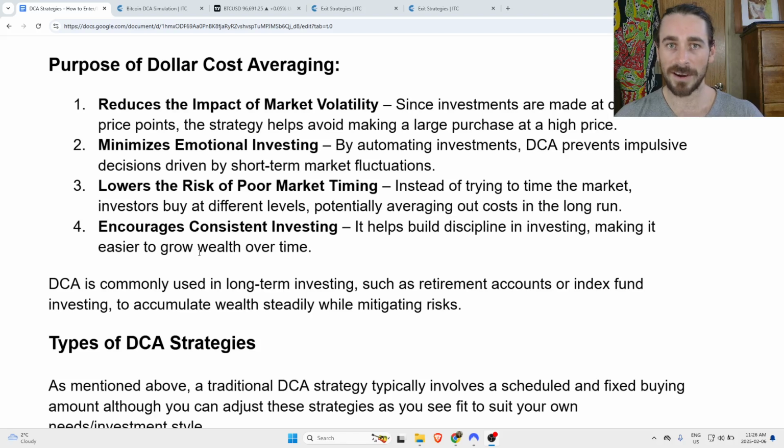That being said, there are a couple different ways we can approach DCAing. So obviously it's commonly used in long-term investing. So a lot of retirement accounts, index funds, or just accumulating wealth steadily while mitigating risks. I argue this is going to be a really good tool, especially for young people. The younger you can start doing this and the more money that you can put aside to this strategy, it's really going to pay off in the long run.